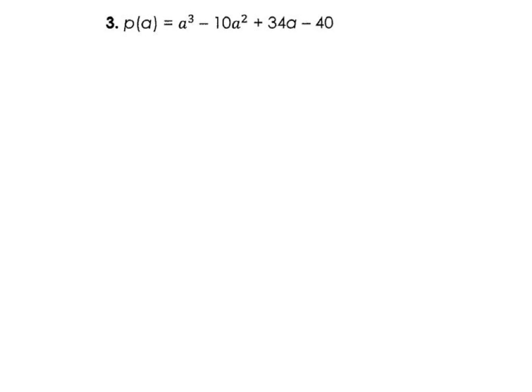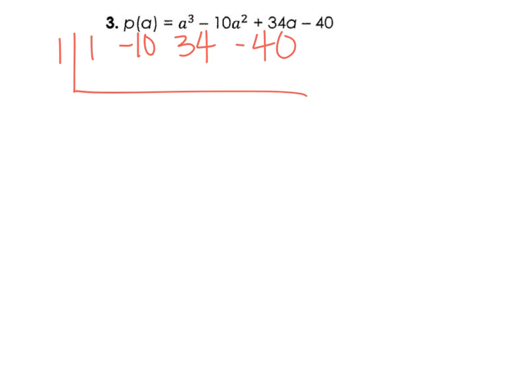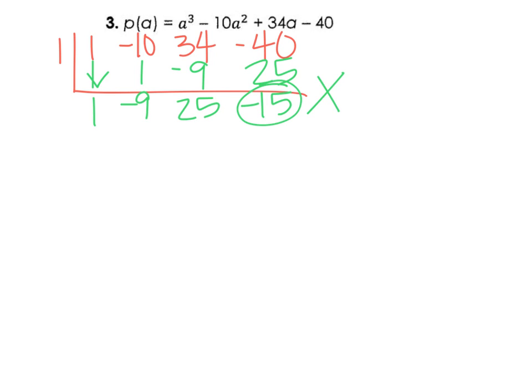All right, problem number 3. Same thing, we start by doing our guess and check synthetic substitution. So let's start with 1. Put our coefficients inside of our box. So 1, negative 10, 34, and negative 40. Bring down the first term. Negative 9, negative 9. We're left with 25, 25, negative 15. Doesn't work because we need a 0 here.